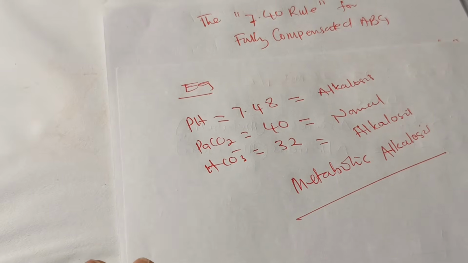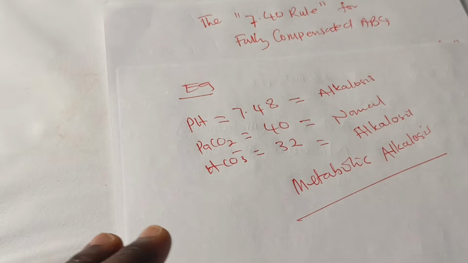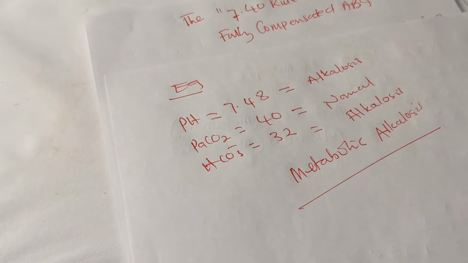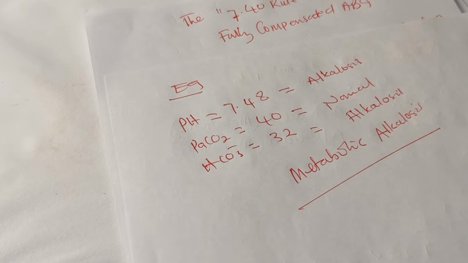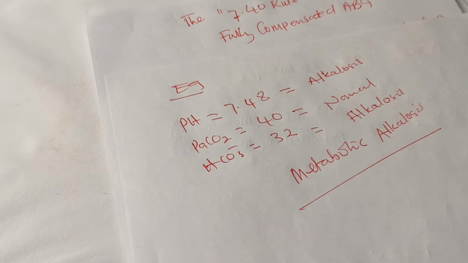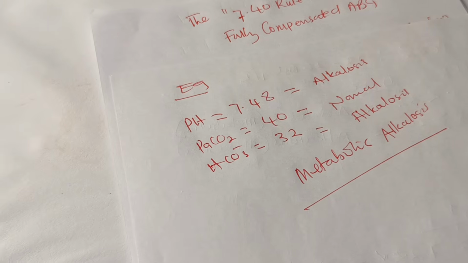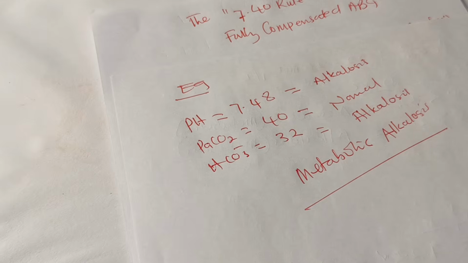So for example, in this one, the bicarbonate shows abnormality and we say it's alkalosis, but you see the carbon dioxide is normal and the pH is also not normal. Therefore, if you want to talk in terms of compensation, this is uncompensated metabolic alkalosis. Uncompensated metabolic alkalosis.